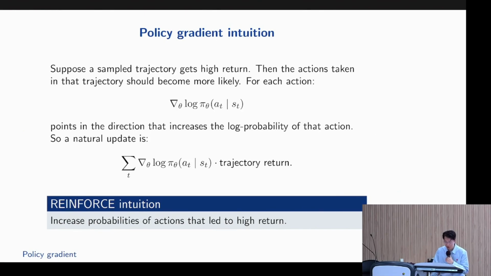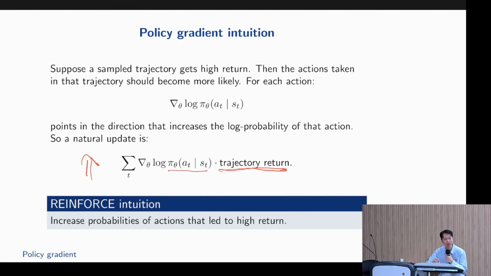Suppose the sampled trajectory gets a high return, then the actions taken along that trajectory should become more likely. So this is the intuition. The intuition of policy gradient is, for each trajectory, you want to increase this guy, which is the gradient of the log of the policy, weighted by the trajectory return.